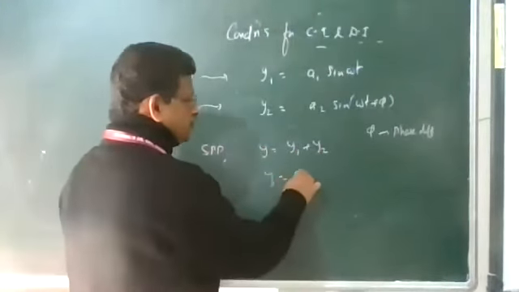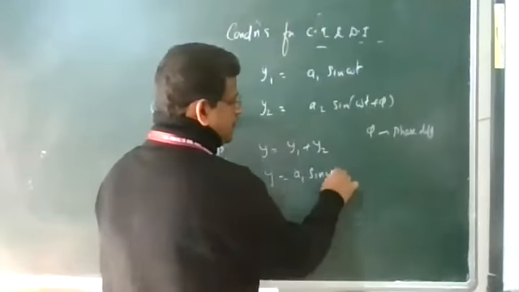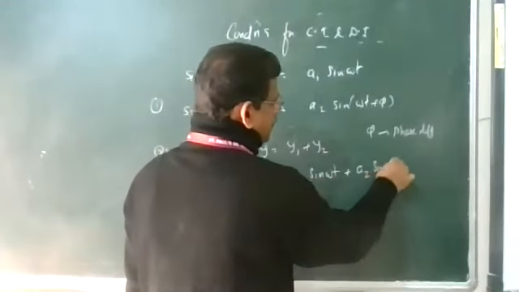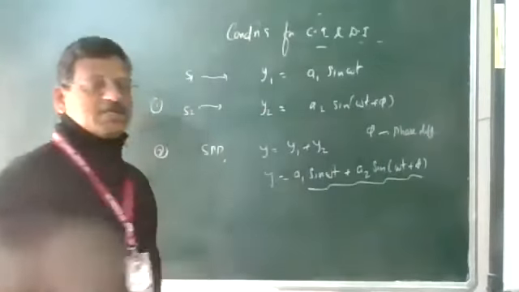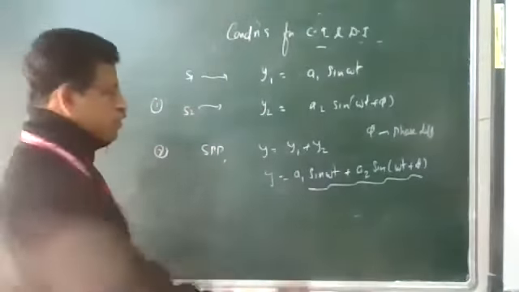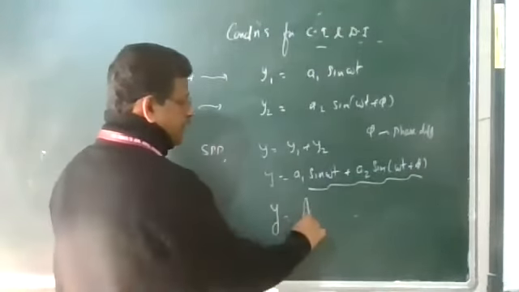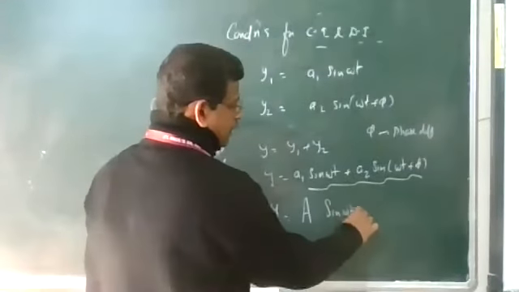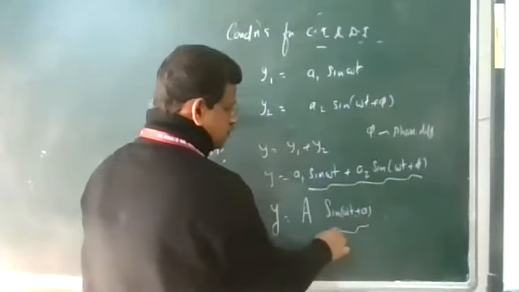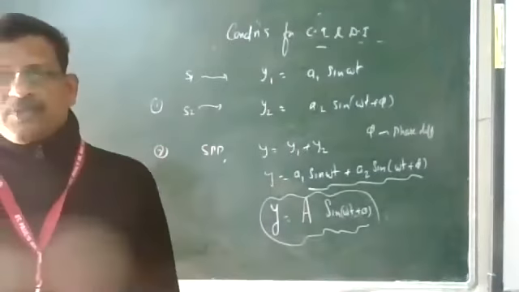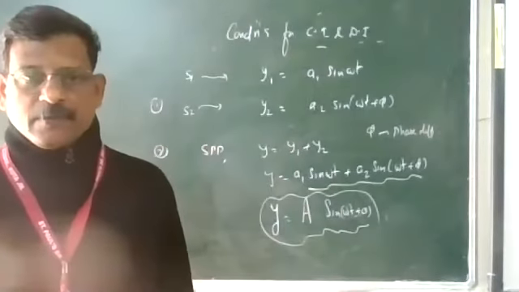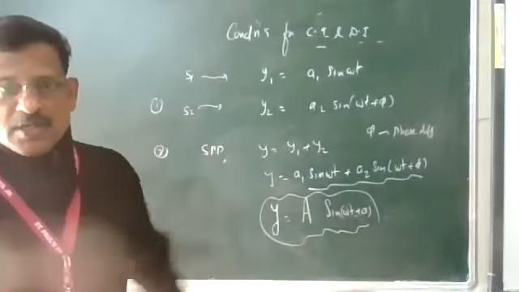So y is equal to a1 sine omega t plus a2 sine omega t plus phi. You can combine them into a single term. Gather the terms, so the resultant displacement is obtained as A sine omega t plus some phase. So this is your resultant wave. After superposition, we are getting a resultant wave. What is the amplitude of the resultant wave?